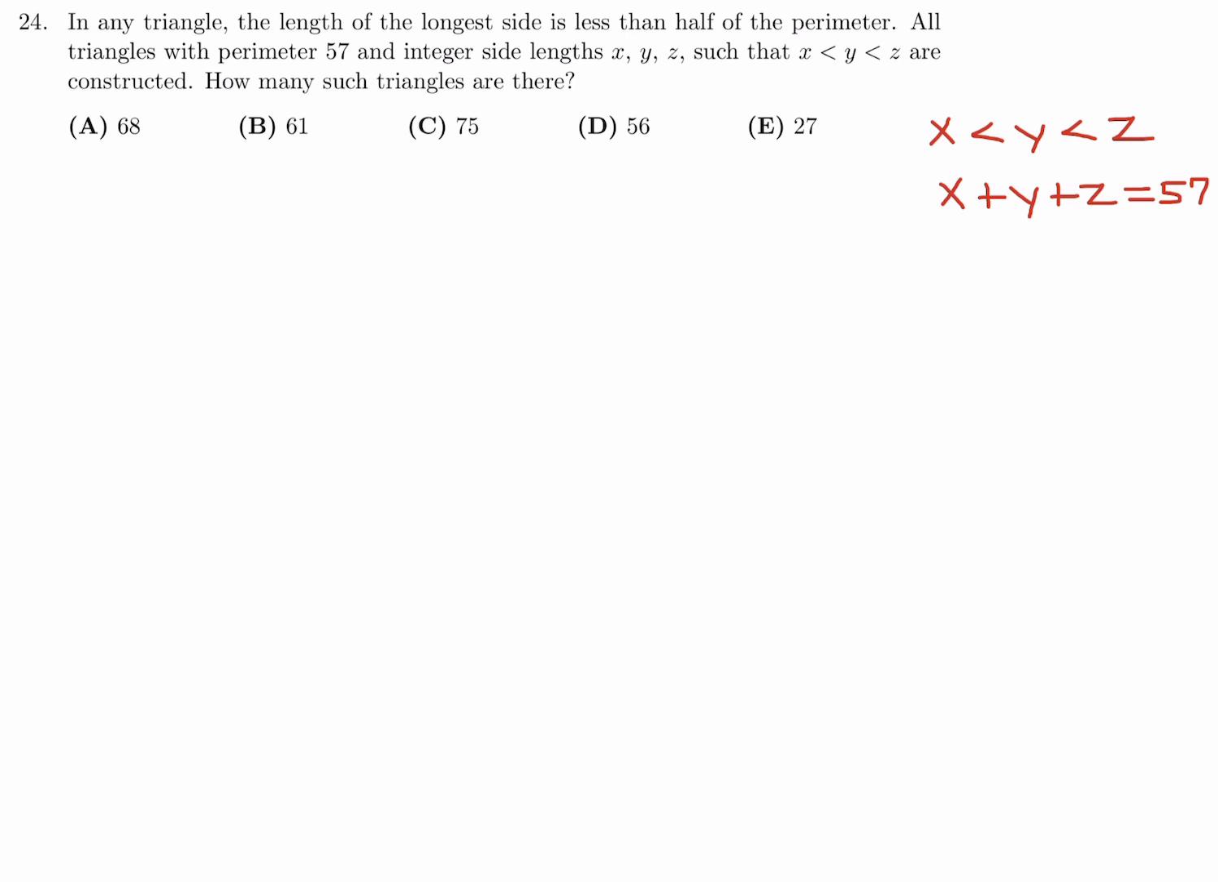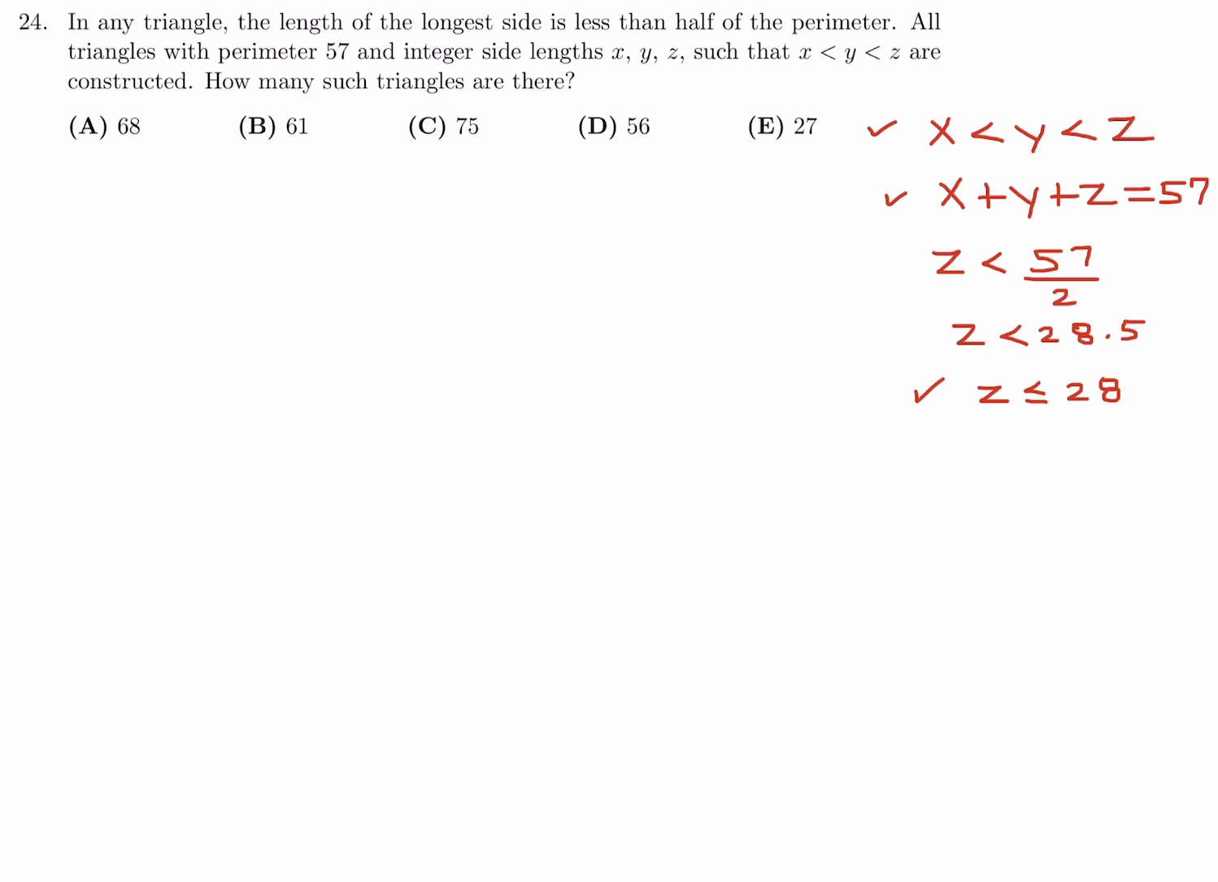And another thing they told me is that the longest side is less than half the perimeter. So the longest side for us is z, and it's less than half of the perimeter. The perimeter is 57, so z is less than 57 over 2. 57 over 2 is what, 28.5? So z is less than 28.5, but z is an integer, so z must be either equal to or less than 28. Okay, so these are some very important rules that we are going to have to abide by when creating these triangles. So here we go.